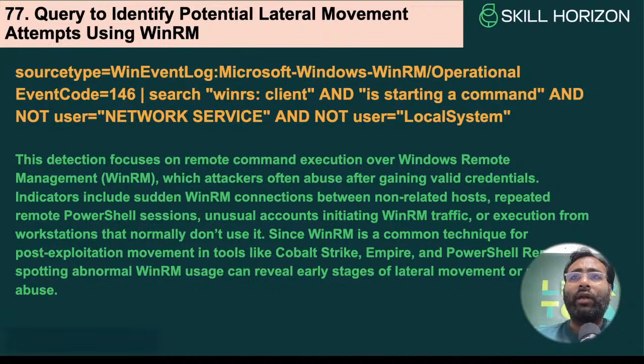The next is lateral movement using WinRM, right? WinRM is Windows Remote Management. So if lateral movement happened using WinRM, we can focus on that, especially if some RCE happened, like a command executed remotely. Attackers often abuse this after gaining access with valid credentials. So attackers use these WinRM connections between non-related hosts and something like that.